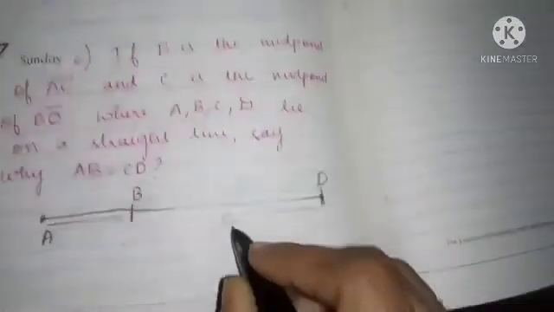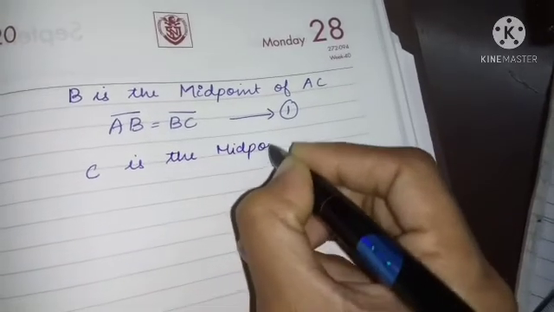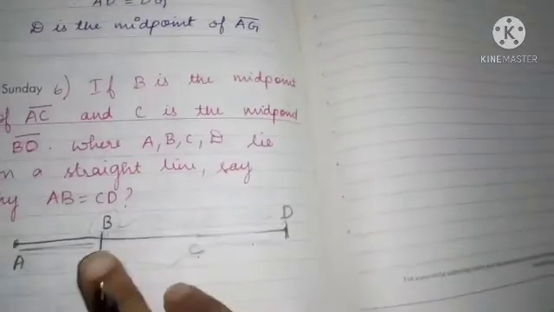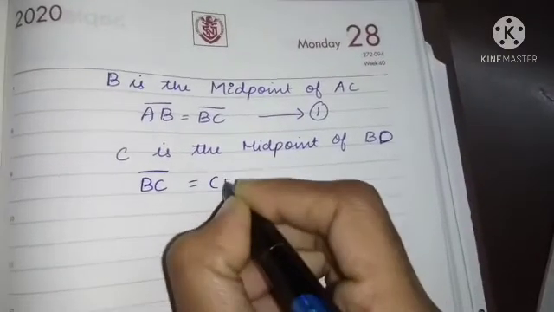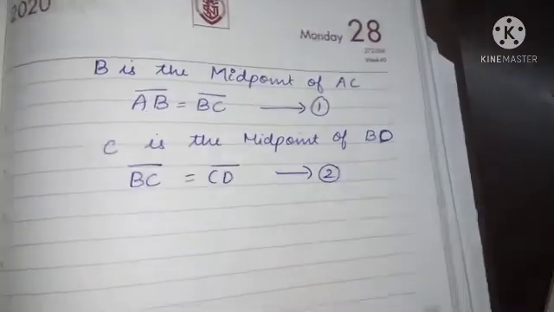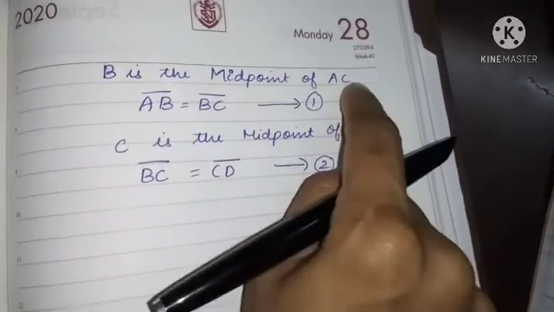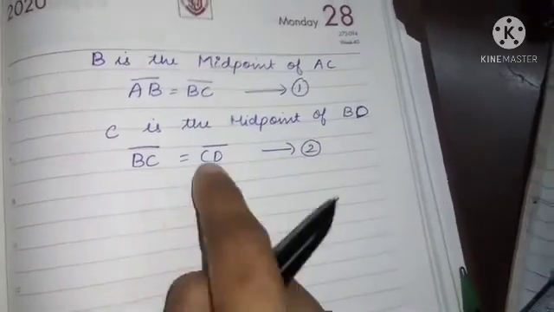Next, C is the midpoint of BD. So if this is a midpoint, BC will be equal to CD. Correct? BC is equal to CD. This is your second equation. Since B is the midpoint of AC, AB is equal to BC, and C is the midpoint of BD, BC is equal to CD.